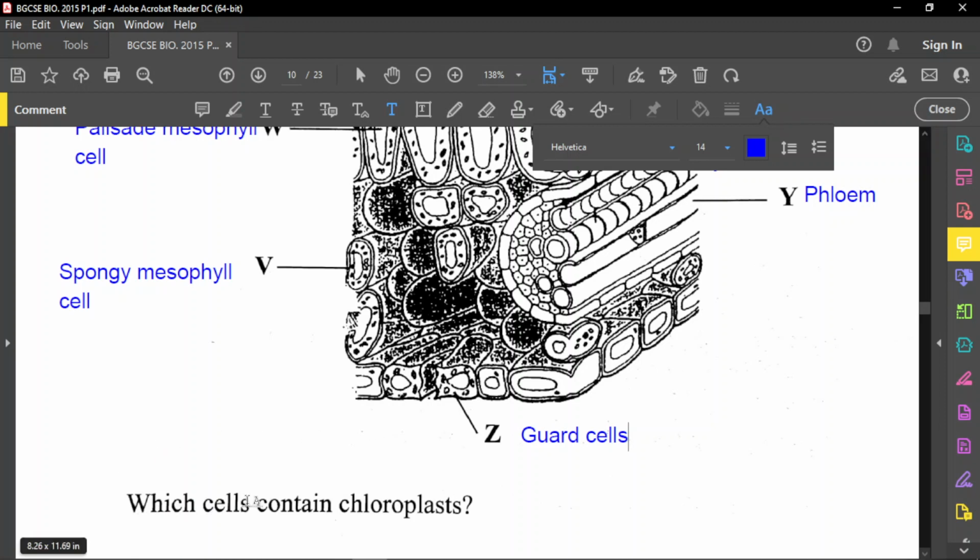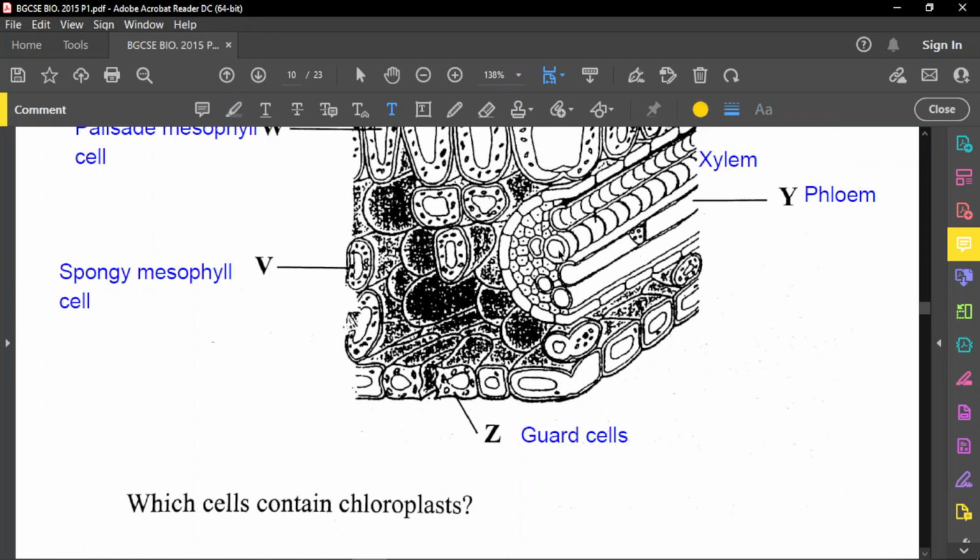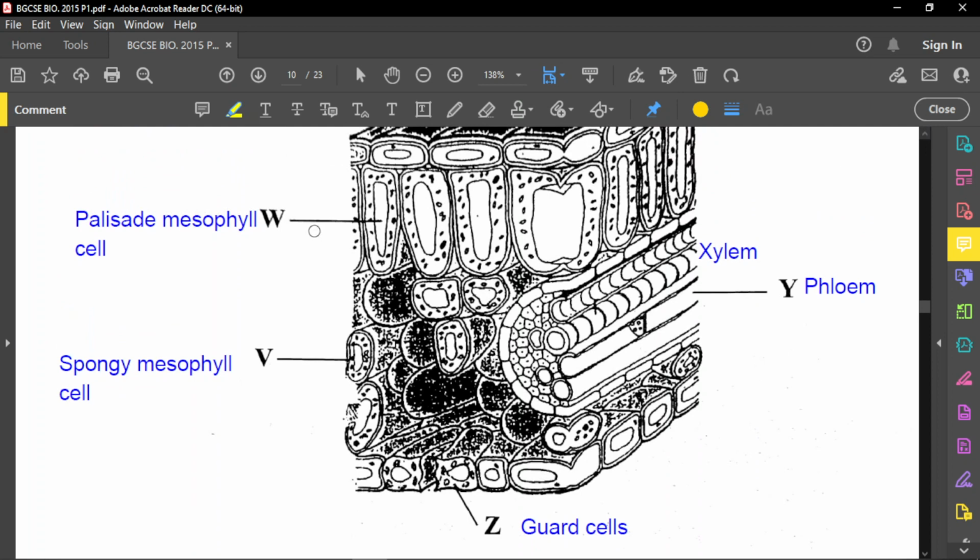All right, so the question asks which cell contains chloroplast. Chloroplast can be found in our palisade mesophyll cells. They can also be found in the spongy mesophyll cells, so W, V, and guard cells will also have chloroplast. Remember an earlier question when I showed the plant cell, a circular plant cell? It could be a guard cell as well, and they contain chloroplast. All right, so we're going to look for W, V, and Z.